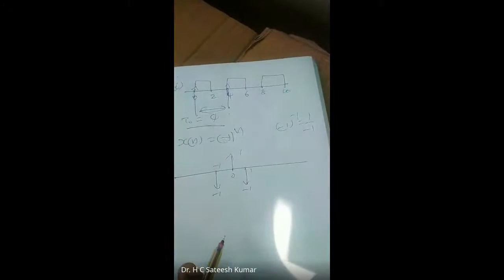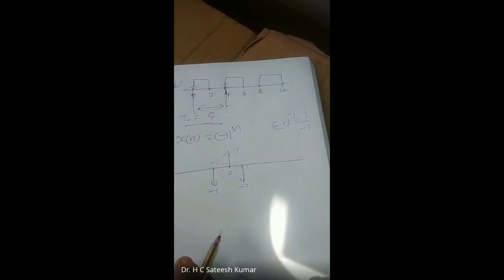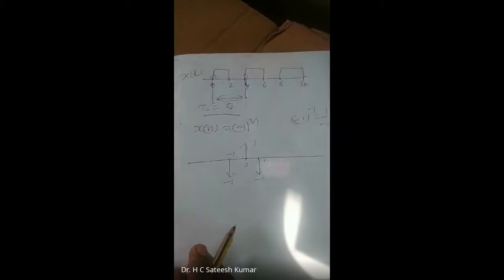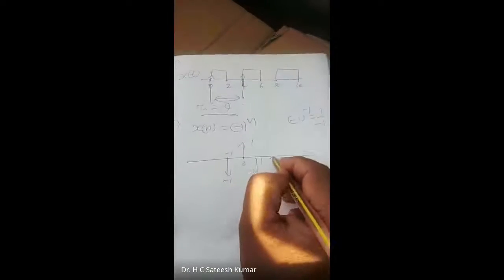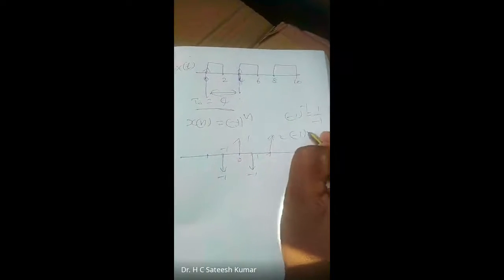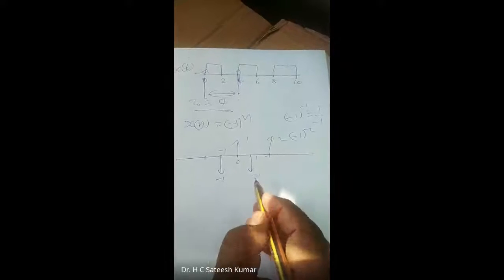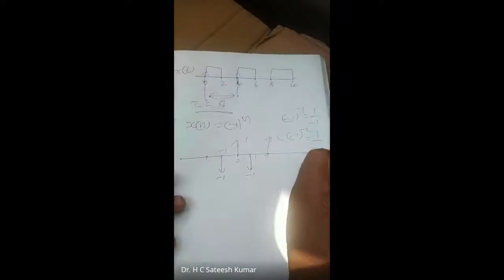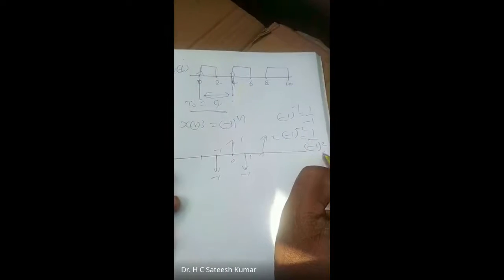What is minus 1 to the power of 2? Minus 1 to the power of 2 is minus 1 into minus 1, minus 1 squared. So we will get plus 1 at 2. What is minus 1 to the power of minus 2? It is nothing but 1 by minus 1 whole squared. Minus 1 whole squared is 1. 1 by 1 is 1. So we will get 1.